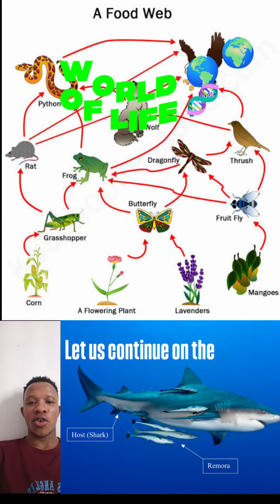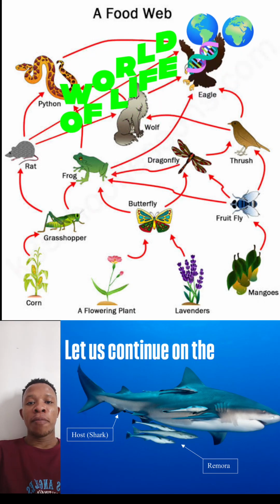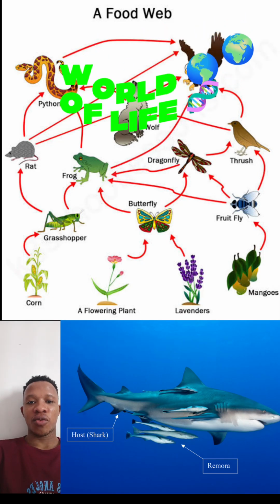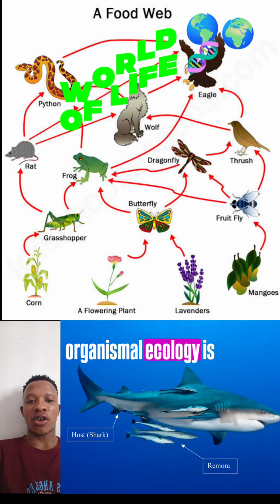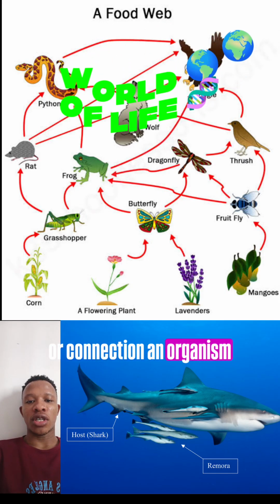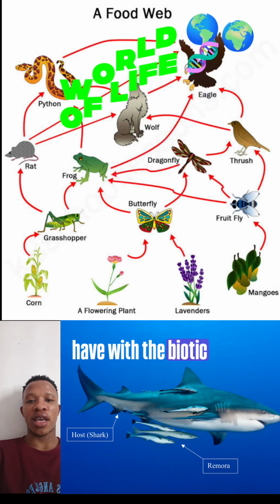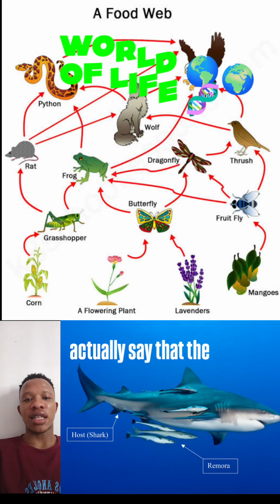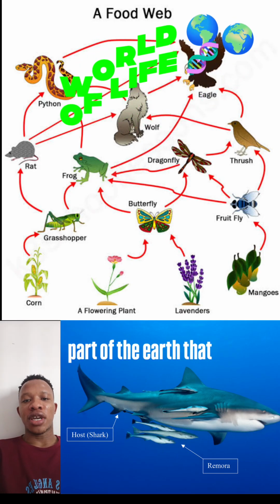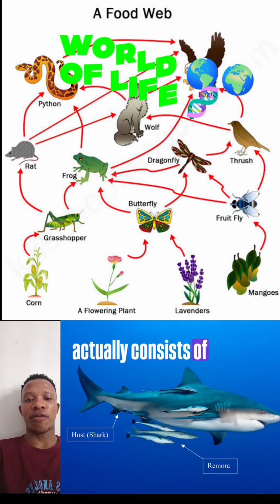Let us continue on the organismal ecology of living things. We actually say that organismal ecology is the relationship or connection an organism has with the biotic environment, and we say that the biotic environment is the part of the earth that consists of life.